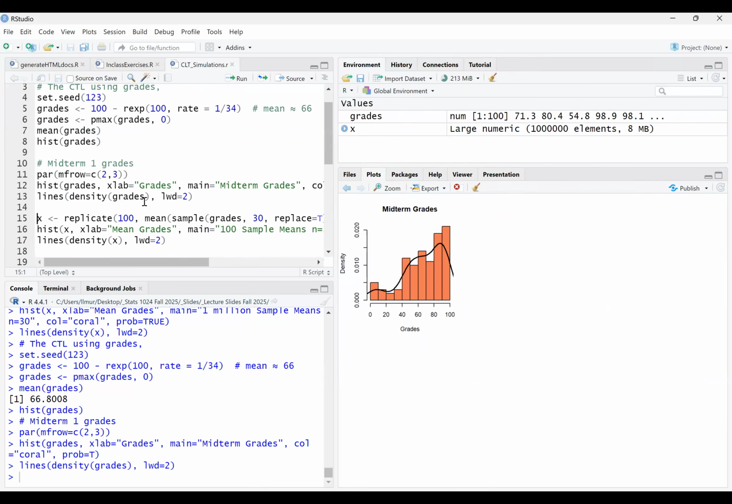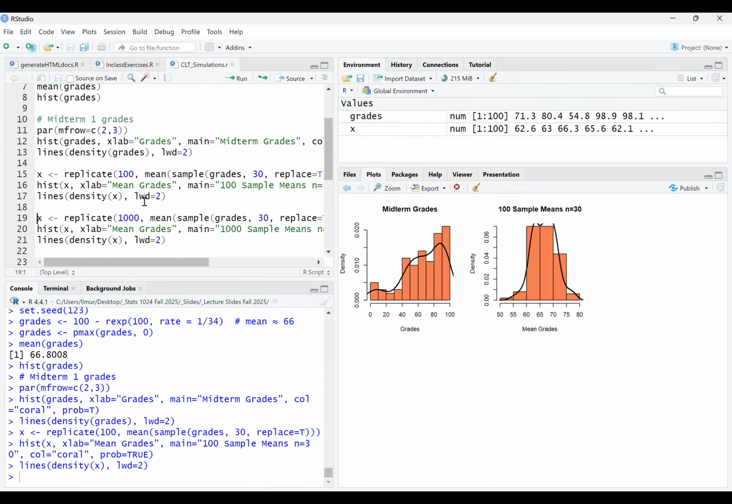But if I take, let's say, 100 samples of size 30, I get this. 100 samples of size 30 looks like that already. So what I did is I take 30 students, calculate the mean, and store it, and then put them back, and then randomly select another 30 students, calculate the mean, store that, and put them back, and keep doing that 100 times. So 100 samples, 100 sample means, each one size 30.